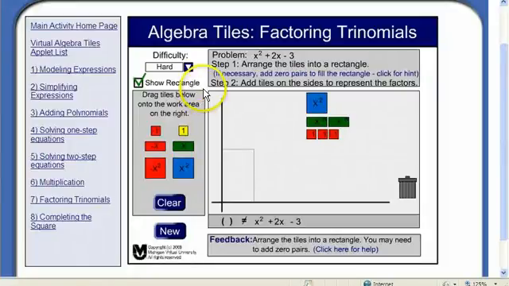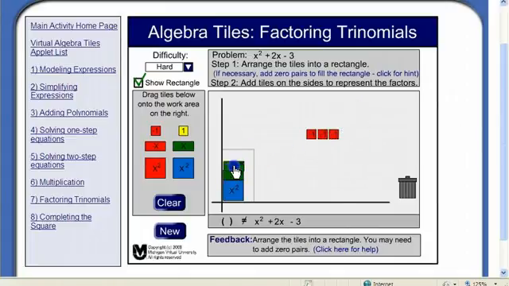Okay, so now we're going to kick it up a notch. You want to make sure that you change your setting to the hard level. And basically at this level, what they're going to start doing is they're going to introduce some negative numbers. And you'll see how that works in a second. So again, the same rules apply. We're going to put these tiles into this rectangle, following the same rules as we did before.